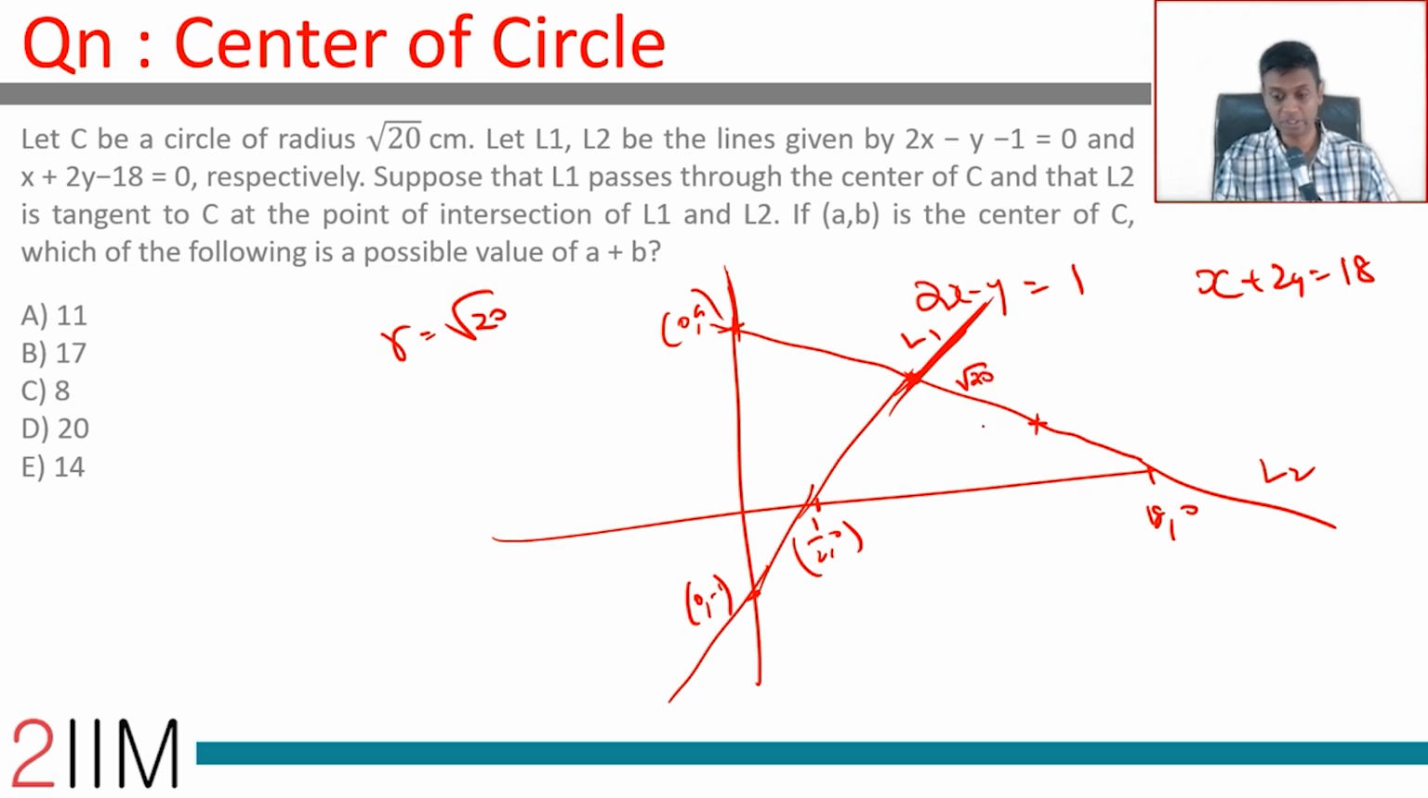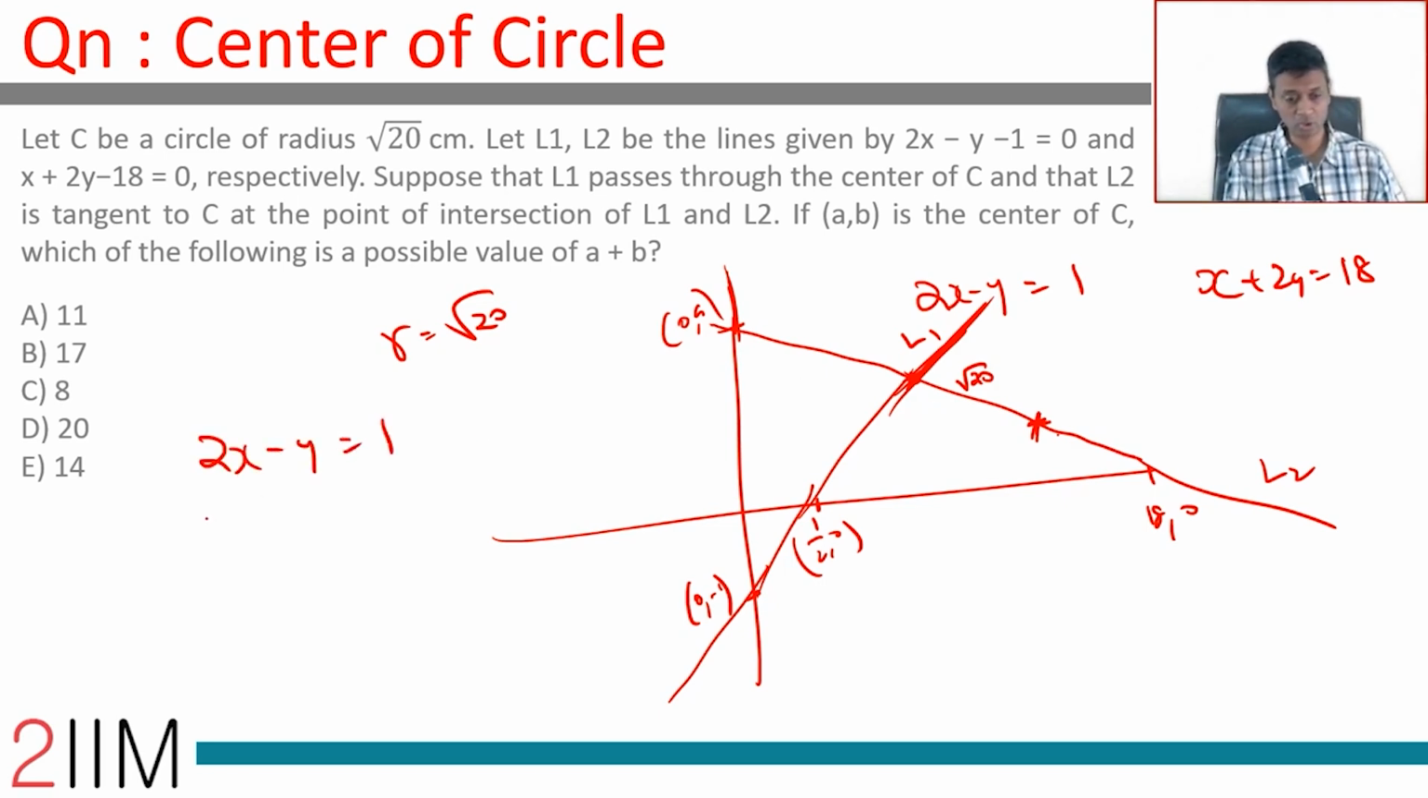This is root 20. A point on this line, passing through this point, with the center and radius root 20. If you draw a circle, it'll be root 20. It should be tangent at this point. That's what we are looking at. Fine. First up, let's find where these two intersect.